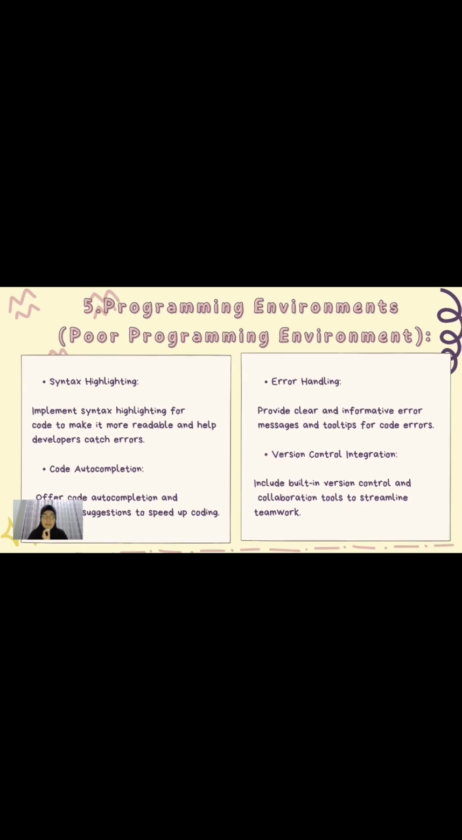Fifth, programming environments. Poor programming environment. Syntax highlighting. Implement syntax highlighting for code to make it more readable and help developers catch errors. Code autocompletion. Offer code autocompletion and intelligent suggestions to speed up coding. Error handling. Provide clear and informative error messages and tooltips for code errors. Version control integration. Include built-in version control and collaboration tools to streamline teamwork.